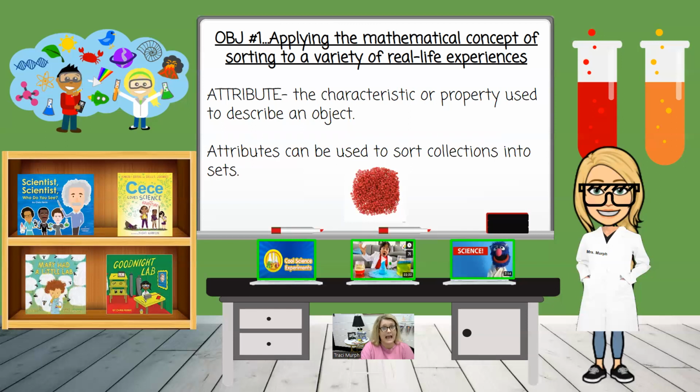The next is attribute. An attribute is the characteristic or property used to describe that object or objects. Attributes can be used to sort collections into sets. For example, if we have a set of beads, a collection of beads, we might be able to break those beads down into red beads. So putting all the red beads together. A way that we can take that collection and separate it is based on a characteristic or attribute.